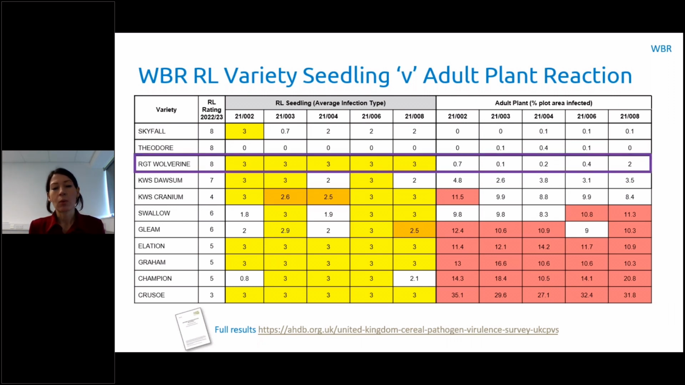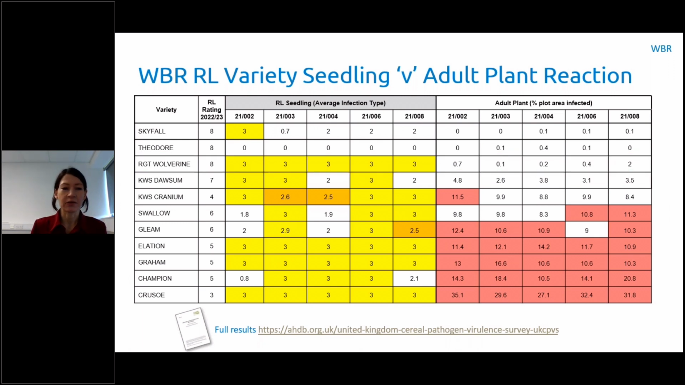RGT Wolverine, that one was susceptible to all 5 isolates at seedling stage, but resistant at adult plant stage, so that resistance must have kicked in at later growth stages. I've put a blue box around these just to highlight some of them. So these had a range of resistance ratings last year, and they infected 2 or more of the isolates at seedling stage, and you can see that the adult plant reaction did vary, with the ones towards the bottom of that blue box having the higher levels of infection.